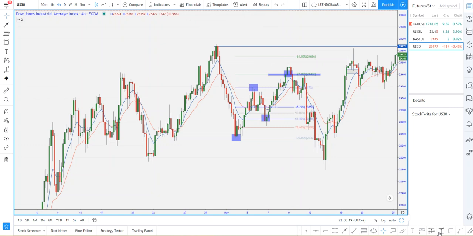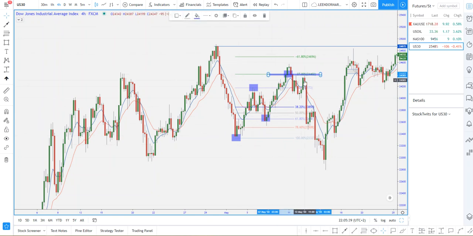Look at how much you would have gotten on this move. This move would have been phenomenal. You would have gotten a whole 750 points, basically. 750 points is equivalent to 7,580 pips. So this would have been a beautiful move to the upside.